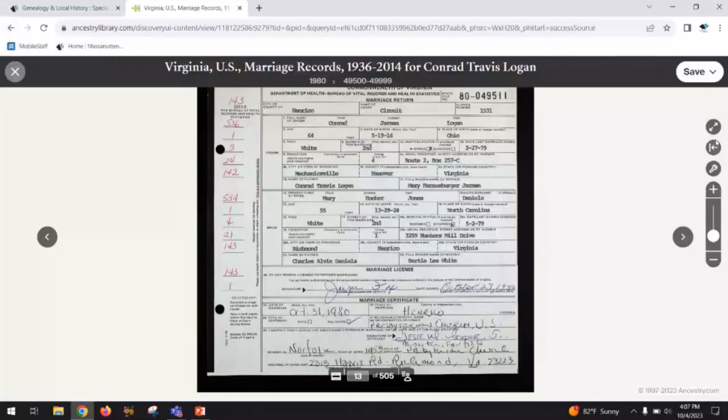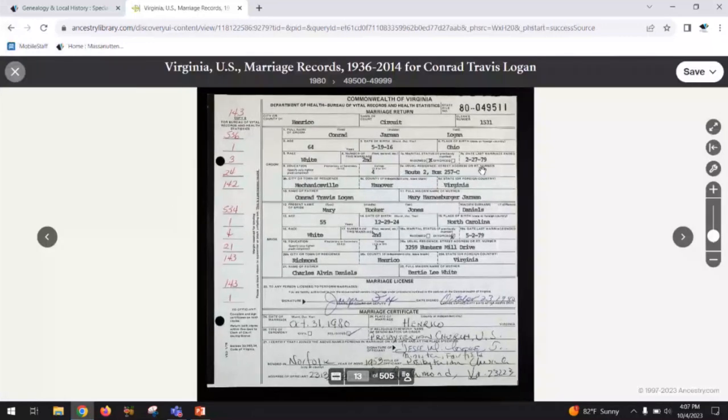And this is actually a record for his son who is getting married. But because these vital records have so much information, we can see Conrad German Logan is getting married, but his father is Conrad Travis Logan, and his mother is Mary Harnsberger Jarman. So now we figured out that Harnsberger is her middle name and Jarman is her maiden name. So there's another piece of information that we can record.